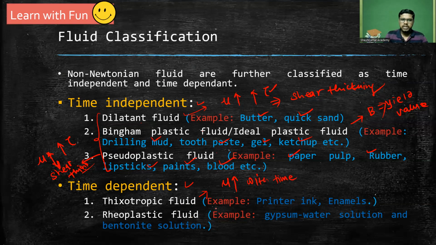The examples of the thixotropic fluids are printer ink and enamels. Then the rheoplastic fluid. For the rheoplastic fluid, the viscosity of the fluid decreases with time, because these are time dependent fluids. So thixotropic fluid viscosity increases with time, and for the rheoplastic fluid the viscosity decreases with time. And the examples for the rheoplastic fluids are gypsum water solution and bentonite solution.